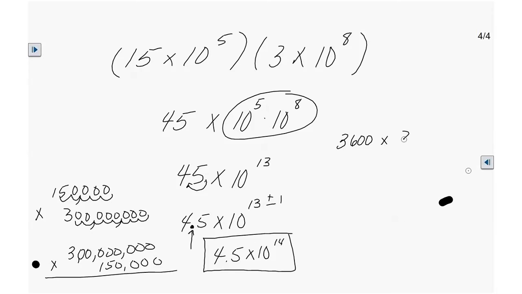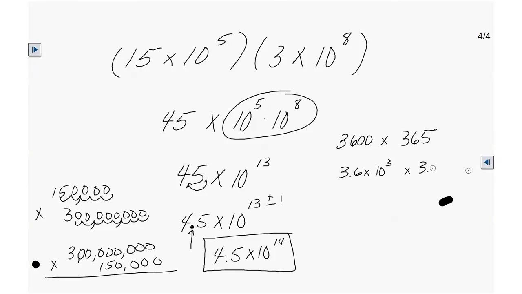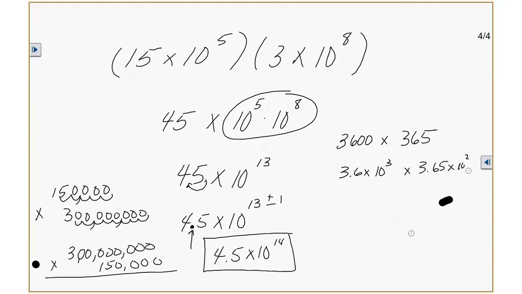3,600 times 365. That's how many minutes are in a year. You do this with science, you do it with physics, and you do it a lot with chemistry. 3.6 times 10 to the third power times 3.65 times 10 to the second power. And you know that's going to be 10 to the fifth power.